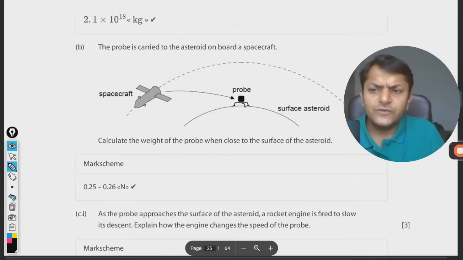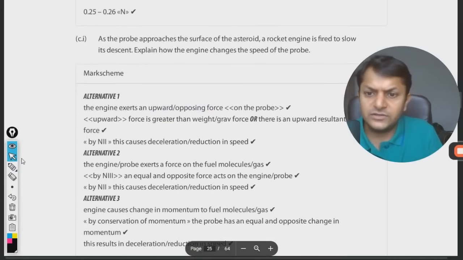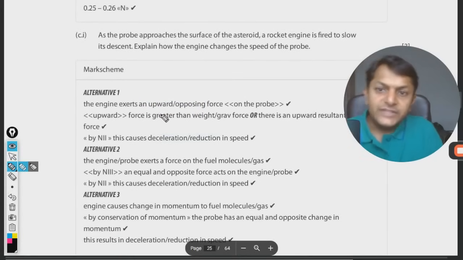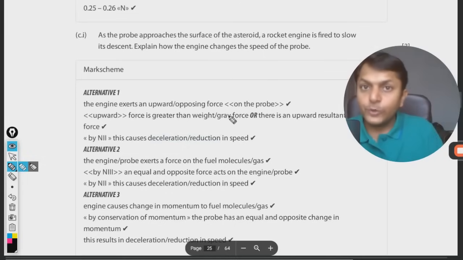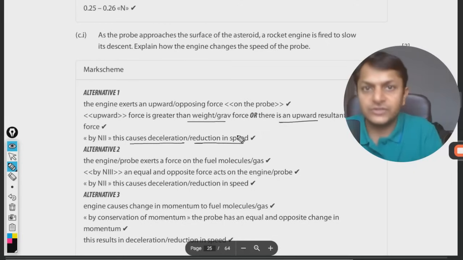Something like that you have to write, and let's see what they have written. Okay, so they have given too many alternatives here. No problem. The engine exerts the upward force or the opposing force on the probe. The force is greater than the weight. There is an upward resultant force. This causes deceleration and the reduction in the speed.